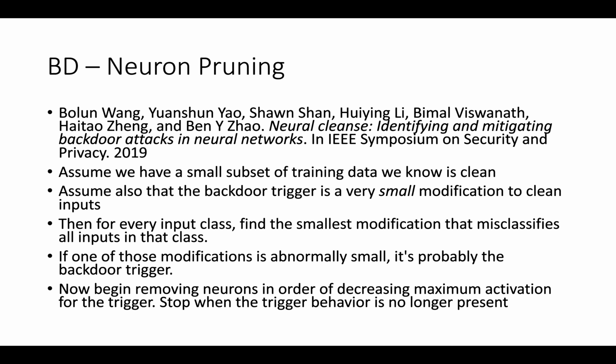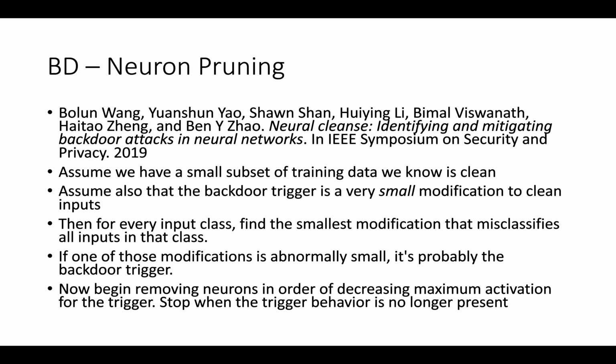The way this works is we assume we have a small subset of training data that we know is clean, and that our backdoor trigger is a very small modification to those clean inputs. So for every input class, we find the smallest modification that misclassifies all inputs in that class, and we get all of those small modifications for every class. If any of those modifications are abnormally small, they're probably the backdoor trigger.